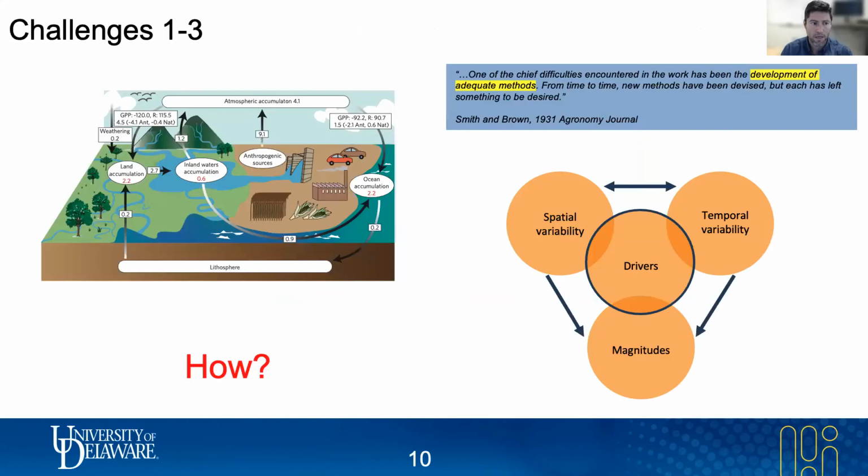So again, keeping in mind these three challenges: the boundless carbon cycle, development of adequate methods, and understanding the spatial and temporal variability, magnitudes, and drivers of the carbon cycle. The challenge is, how are we going to do that? I may not have a specific answer for all of you, and I'm happy to discuss different approaches, but I'm going to tell you how my group is exploring some of these challenges at our study site, and how we are contributing to the advancement of science on these specific topics.